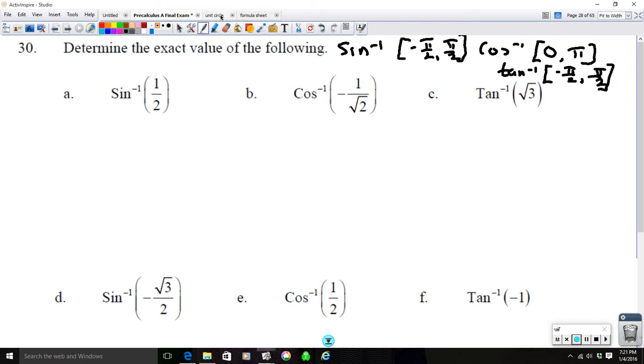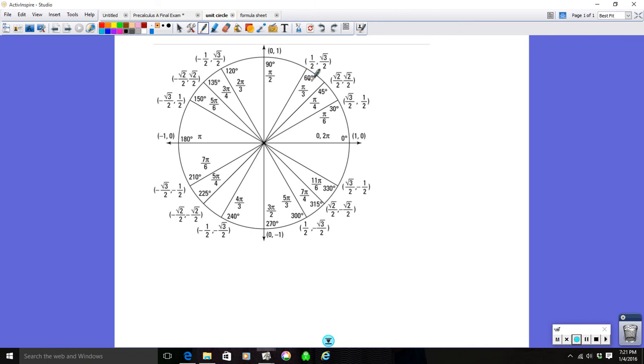And if you recall, when we deal with the unit circle here, we are going to be doing positive and negative. So positive pi over 6, negative pi over 6. Positive pi over 4, negative pi over 4. Positive pi over 3, negative pi over 3. And positive pi over 2, negative pi over 2. So that's going to be for inverse sine and inverse tangent.